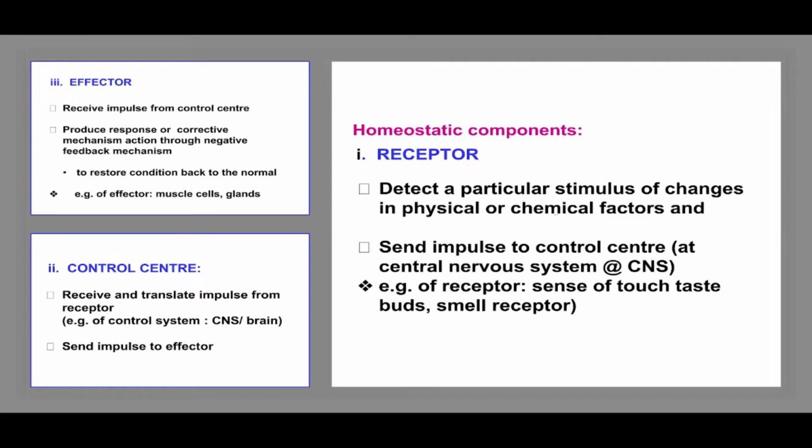Number 2, the control center. Its function is to receive and translate impulses from the receptor. An example of a control system is the CNS, brain or spinal cord. The control center sends an impulse to the effector. The effector receives the impulse from the control center and produces a response or corrective action through a negative feedback mechanism. The effector restores the condition back to normal. Examples of effectors are muscle cells or glands.